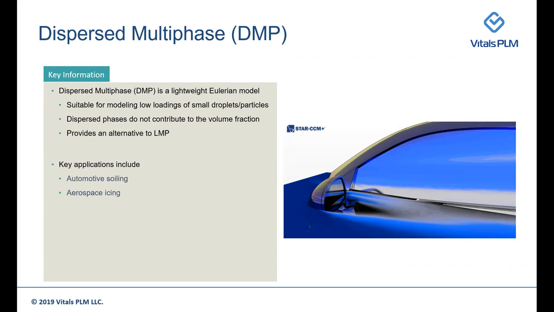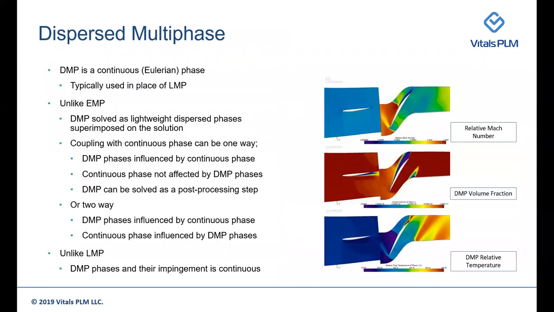Unlike LMP, the discrete phase is modeled as a continuous phase, but not by solving a set of transport equations for the dispersed phase. The key applications include automotive soiling and aerospace icing. This is an alternative to LMP based on the requirement of the application, because it's a lightweight model compared to LMP and EMP.